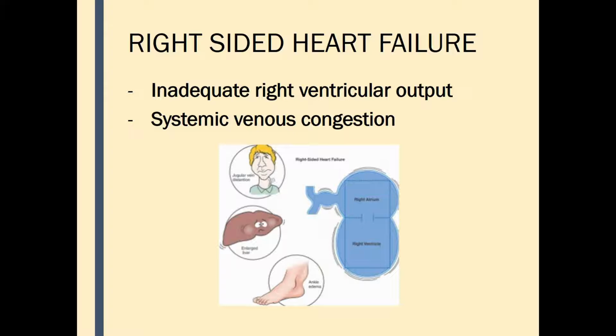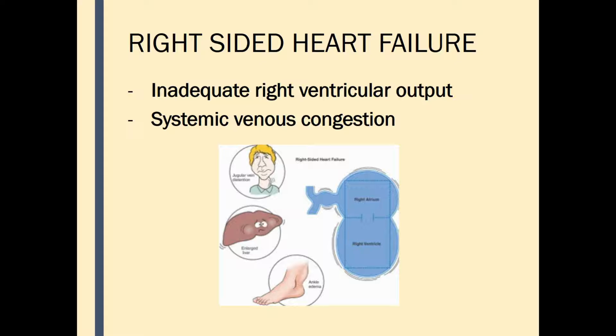Okay, so right-sided heart failure. In right-sided heart failure, increased pressures in the pulmonary vasculature or the right ventricular muscle damage impair that right ventricle's ability to pump blood into the pulmonary circulation. So the right ventricle and the atrium become distended, and blood accumulates in the systemic venous system. Increased venous pressure causes abdominal organs to become congested and peripheral edema to develop.